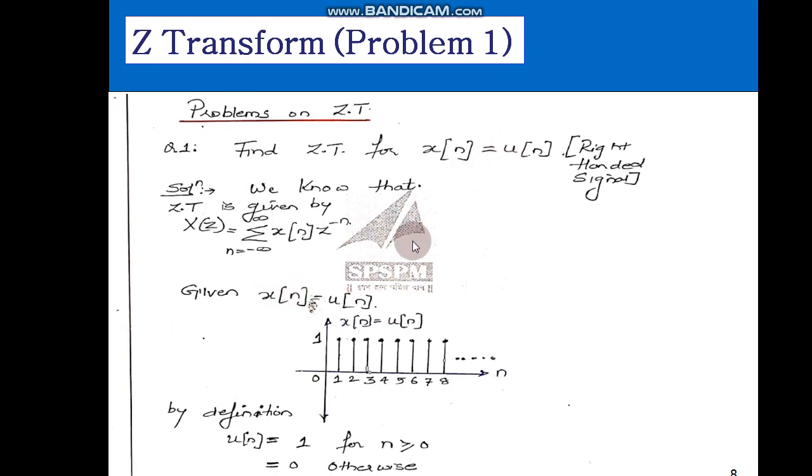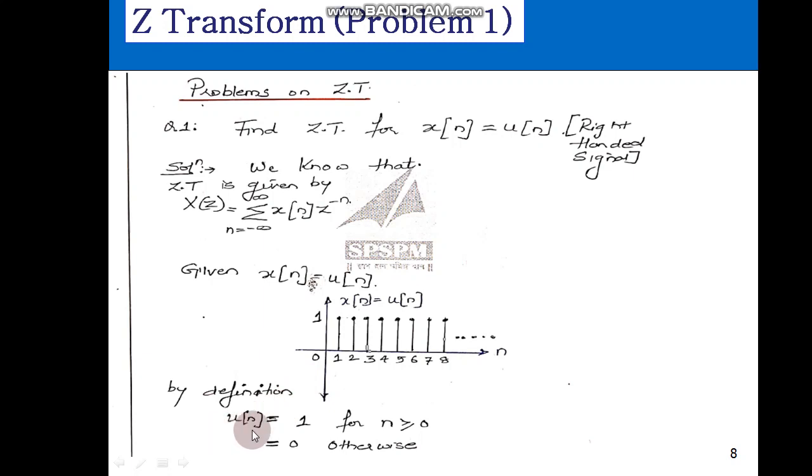This is the question that is given, and we know that u of n is defined as, because it is a unit step signal in discrete, u of n is defined as 1 for n greater than or equal to 0, and it is equal to 0 otherwise. This is a mathematical representation.